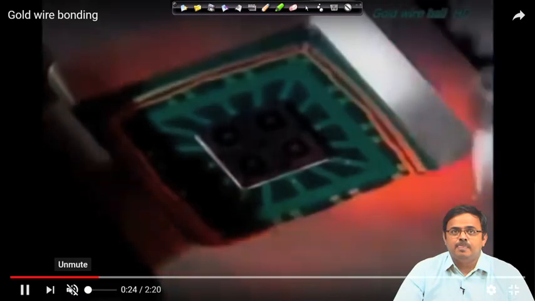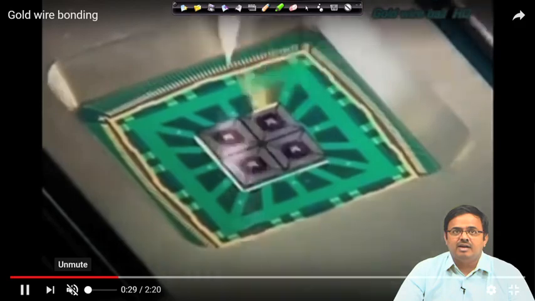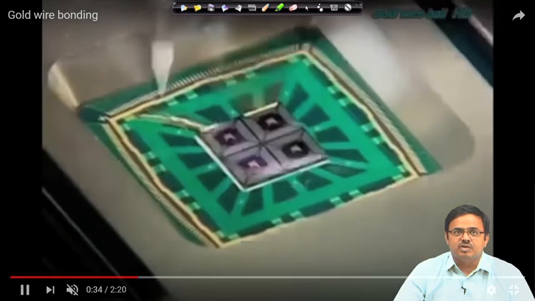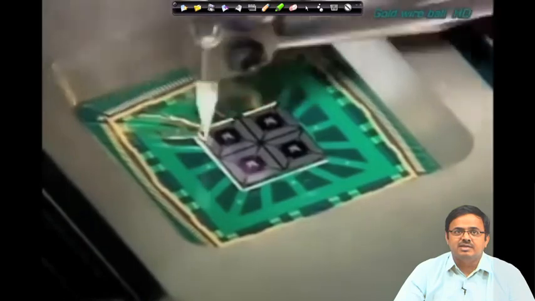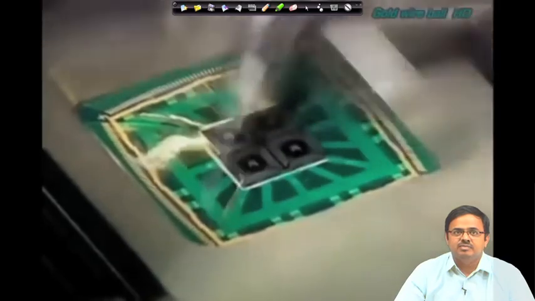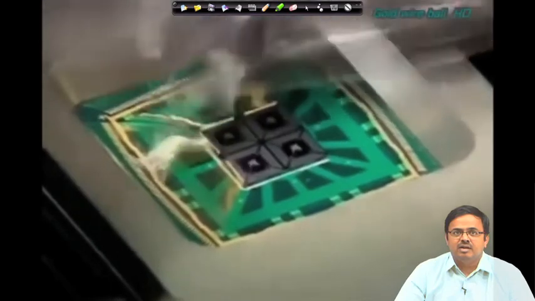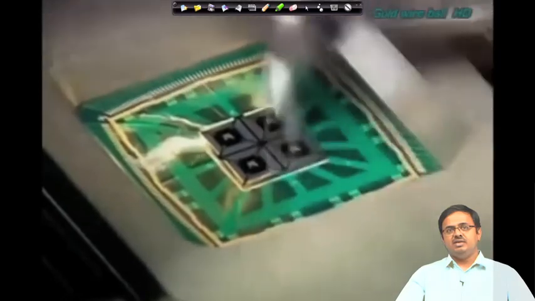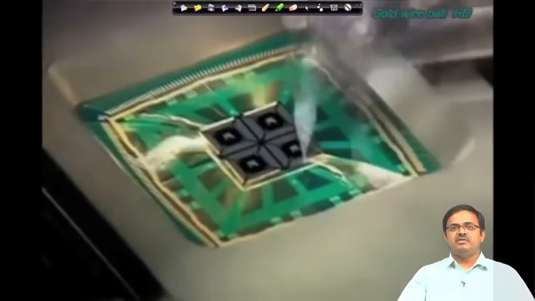You have this tool completely automated, look at how fast it goes, you cannot even see, and the wire bond is formed. On the periphery of the chip, which is what you are seeing right now, and on the periphery of the package or the substrate, which is green in color. See how these wire bonds are happening? There are four pieces of silicon actually, as you can see, on a single chip carrier in the picture that we are seeing now.